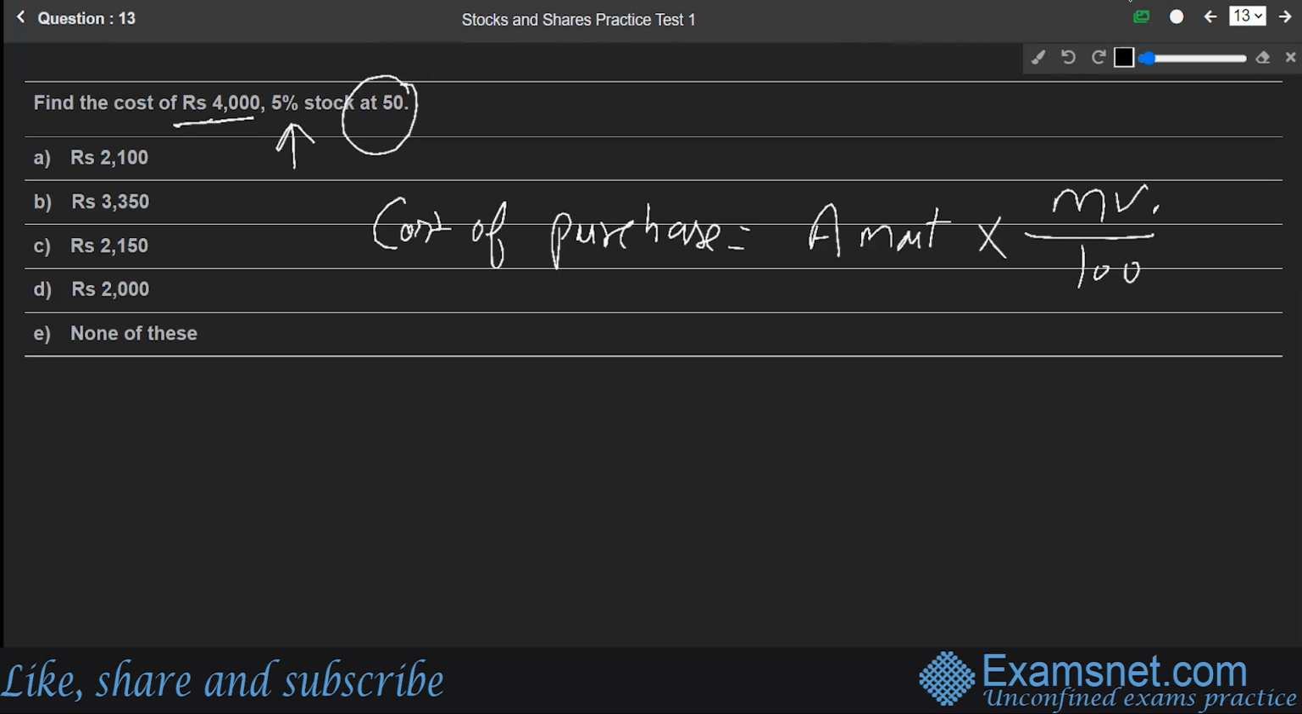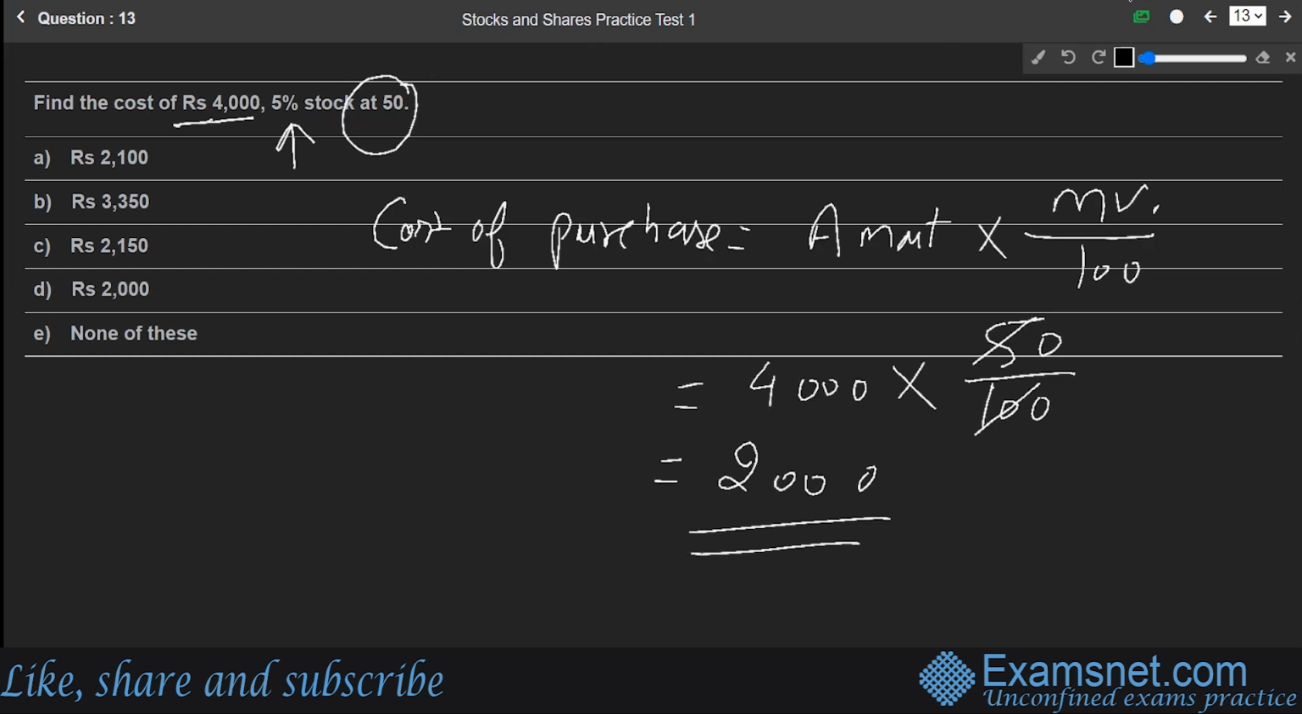So the amount is 4,000. 4,000 into the market value of each share, which is 50 rupees. The face value always remains 100. So 4,000 into 50 by 100 is nothing but half of 4,000. That is clearly 2,000 rupees. So that is the right answer. Cost of purchase of 4,000, 5% stock is nothing but 2,000, available in option number D.